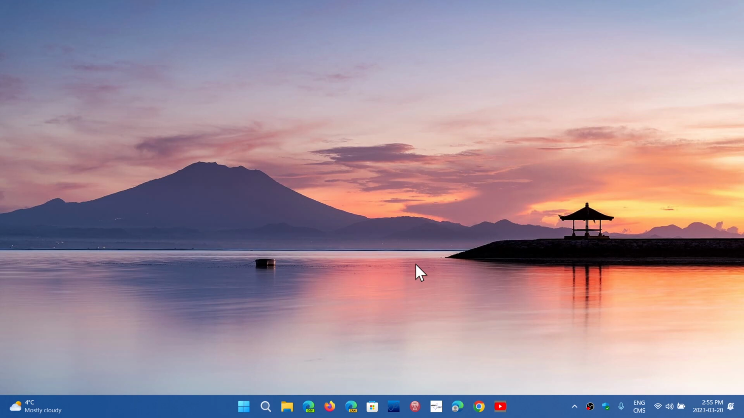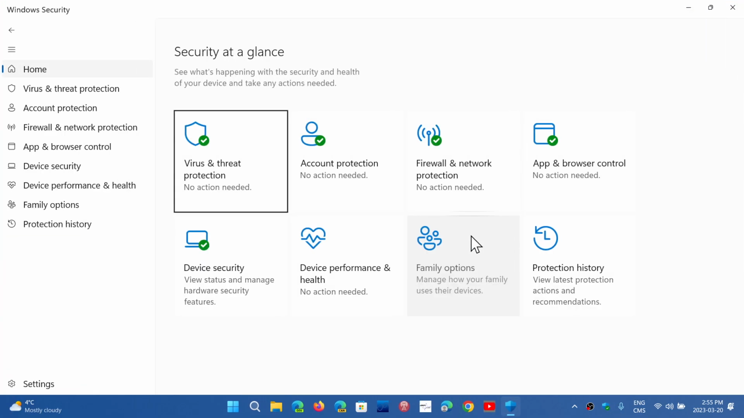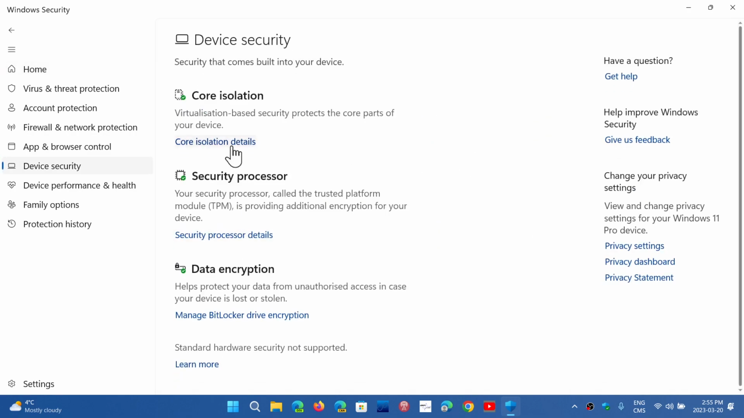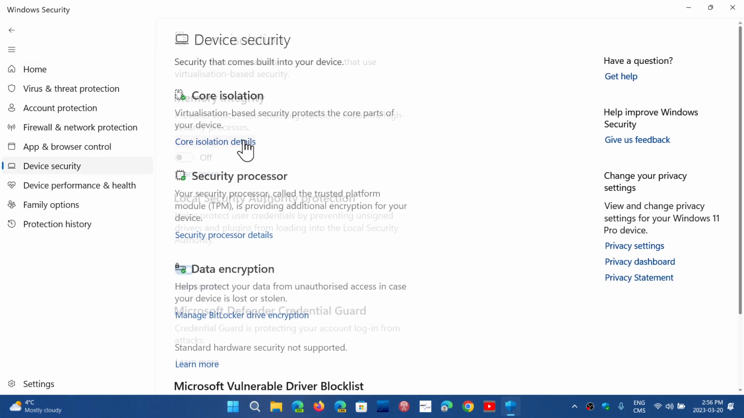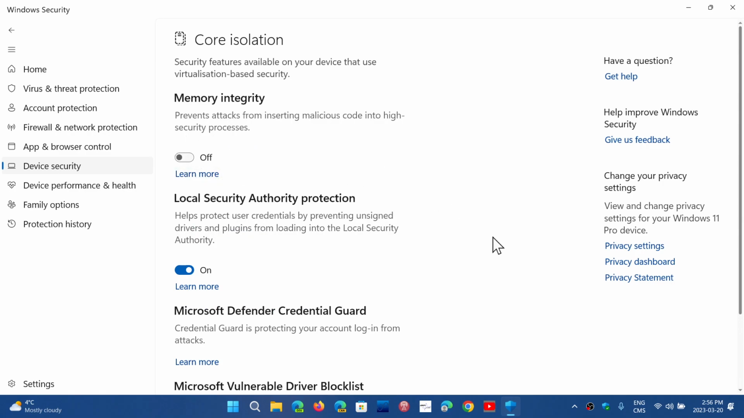To answer a question I've seen a few times since we've been posting the videos about the famous problem with the local security authority protection in the Windows Security app. In the last video I showed you how to start it if it doesn't start. One of the things that was asked a lot in there is, why is my core isolation off? Because a lot of you have core isolation on.